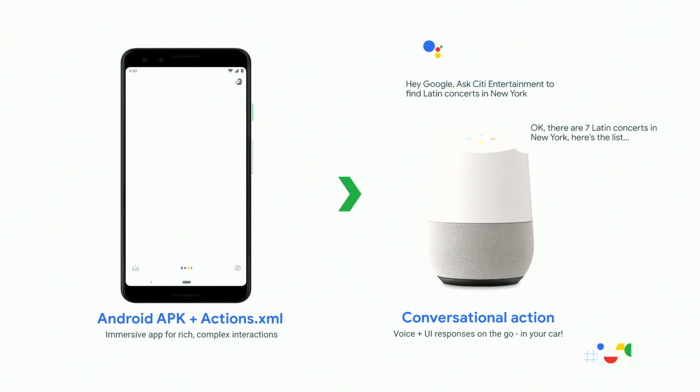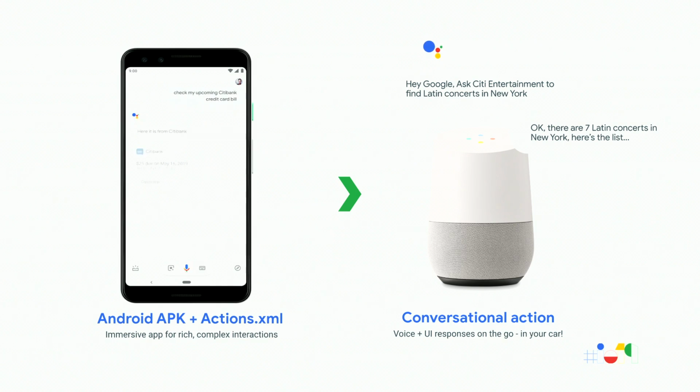So let's put this together by showing you an example. I'm a Citibank customer, so I have their Android app downloaded. So when I'm on my phone, I can check for my account balance, for my bills, and then I can always click on Open App to go into their app and take additional actions.